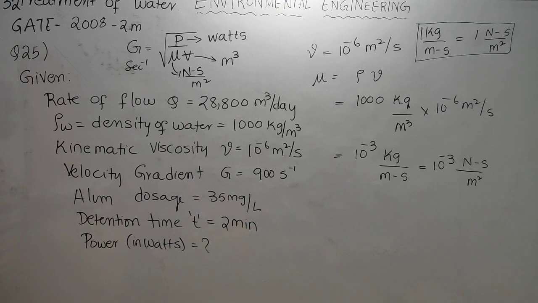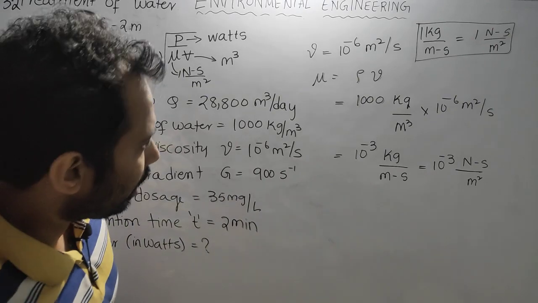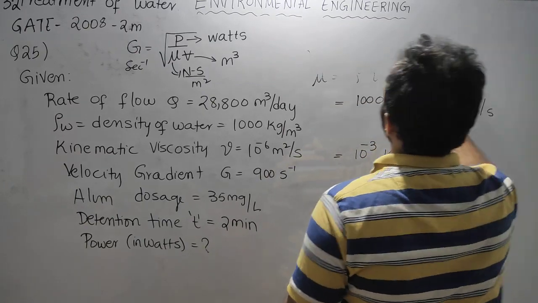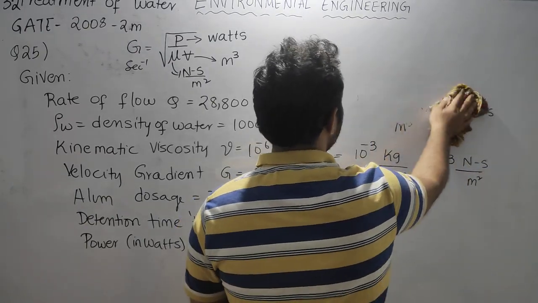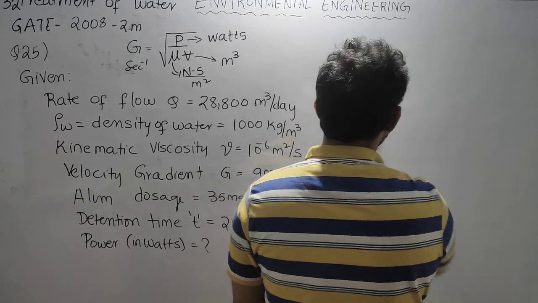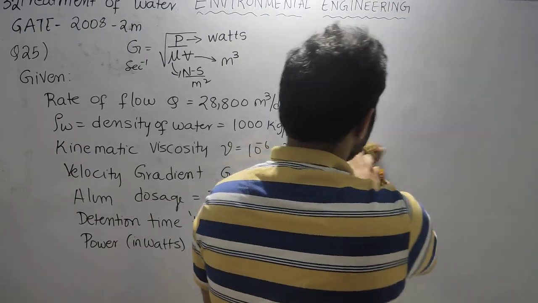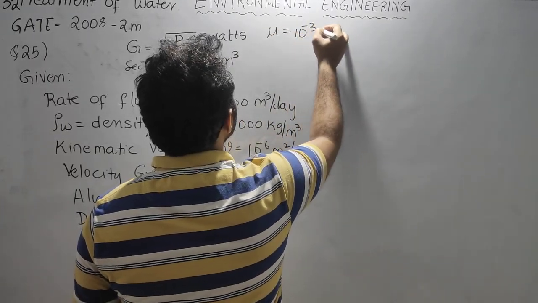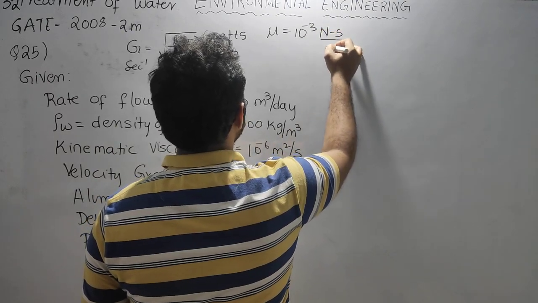Okay. Now, we got the value of mu. Now what we will do? We need to find the volume of the tank. So let us keep this aside. Mu is equal to 10 to the power of minus 3 Newton second per meter square.